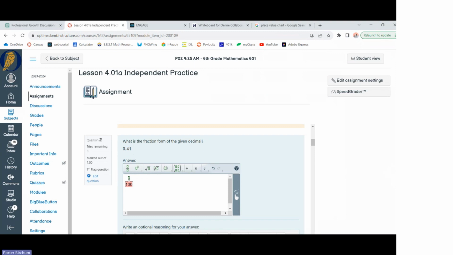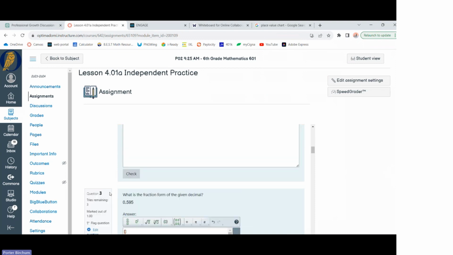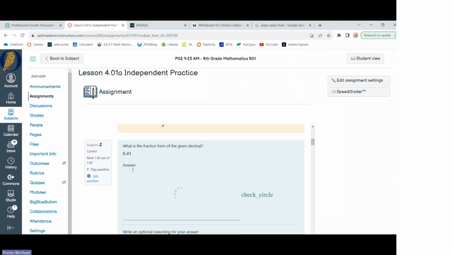For my top number, I'm going to copy everything here and put it on top of the fraction. Now, looks like I have a leading zero, so I'm going to just get rid of that zero. A leading zero is a zero that goes in front of numbers that I don't really need. So 41 hundredths is my answer. Let's see. Oh yeah.